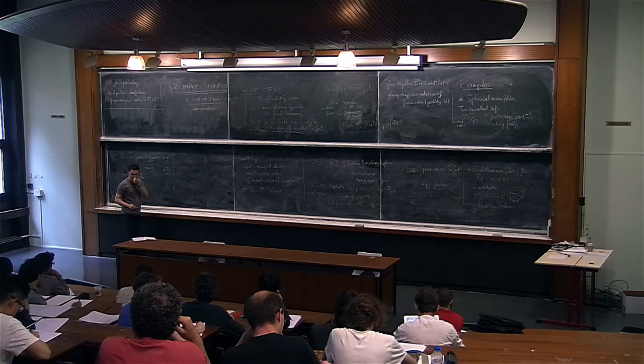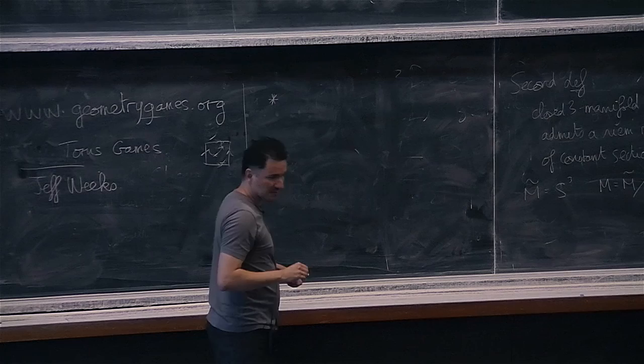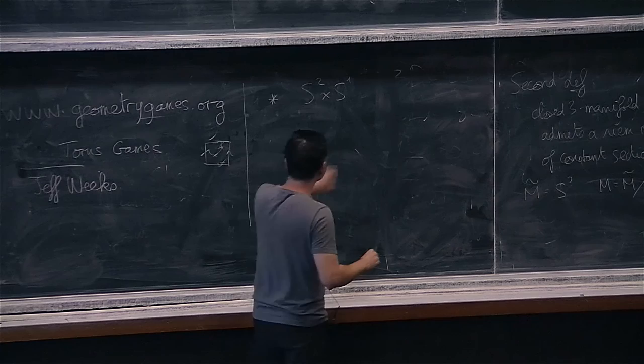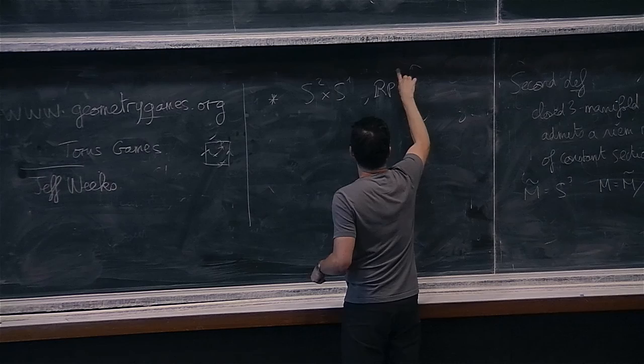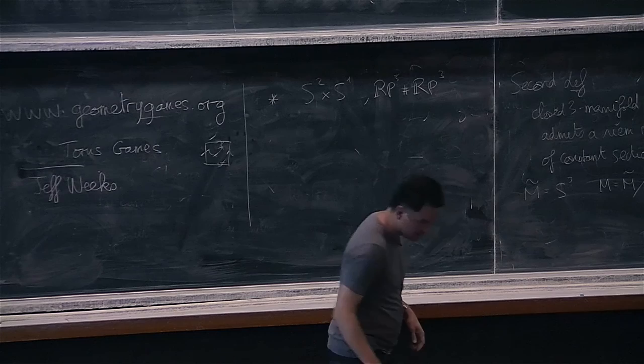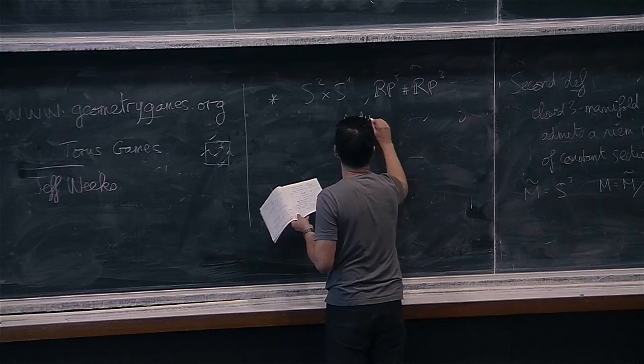There is a class of Seifert fiber spaces which is not very interesting, but I have to mention them. And there are only two of them. S2 cross S1, with the trivial fibration. And then there is a manifold which is a two-fold quotient of this one and can be described in several ways. One of them is to take the connected sum of RP3 with itself. And those are exactly the so-called reducible Seifert fiber spaces. I'm going to define reducible later.